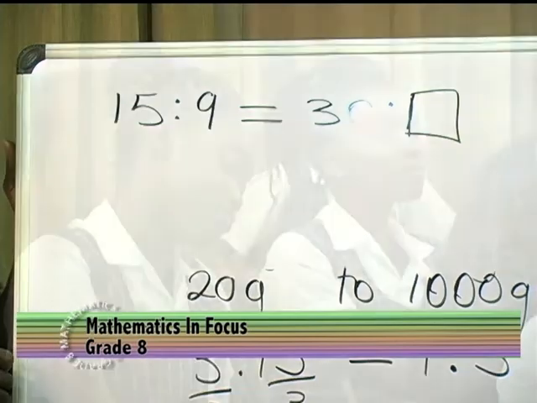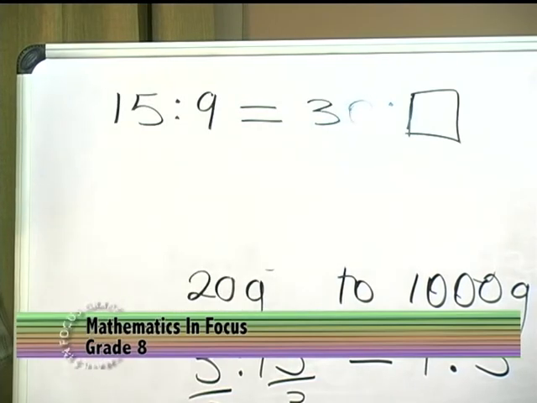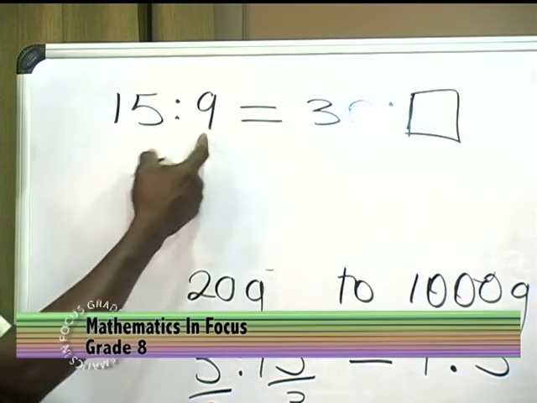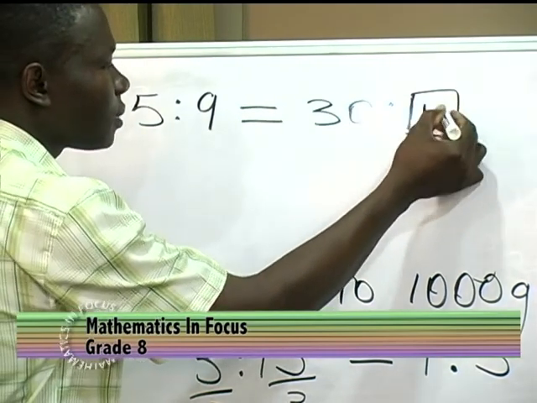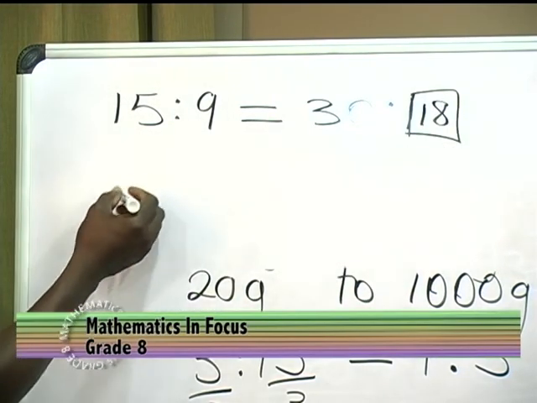What we do, we check to see what we did with 15 to give us 30. And what did we do with it? We add it to itself once, or we could say you multiply it by 2. Multiply this by 2 to give us 30. So then we also multiply the 9 by 2 to give us 18. All right, try another one.